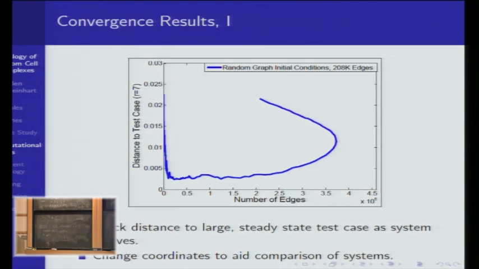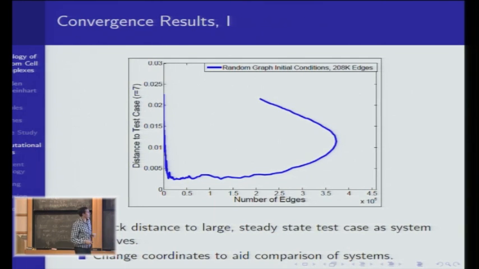This is random graph initial conditions, which has a lot of intersections. So we're adding edges a lot at the beginning because there are lots of these intersections. So the number of edges increases and then decreases as it converges to the steady state here, and then blows up towards 0. Okay, so this is a way of parameterizing the evolution of our system so we can compare different systems. So yeah, it goes down like that.